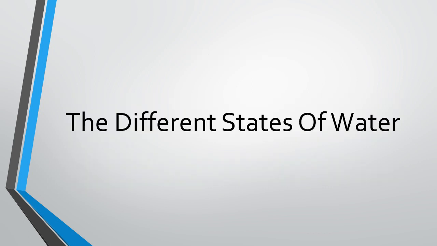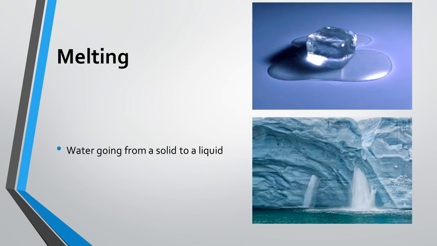So now that you know a little bit more about the key terms, now we can go more into the lesson. I'll start off with going over the different states of water. The first one is melting, which is water going from a solid to a liquid. Many people wonder, what is the melting point of water? Well, the melting point of water is not always the same as the freezing point of water. Here's a look at the melting point of water and why it changes.